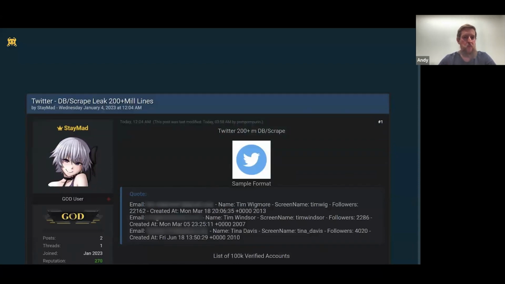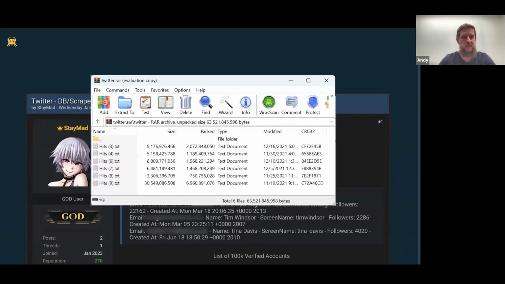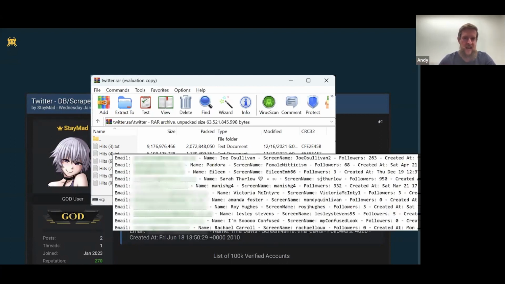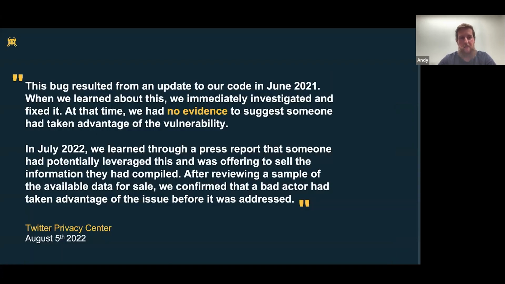And then we have one from the beginning of January 2023, another post mentioning 200 million users. They call it a database scrape. You can see the kind of information that was posted. This was just a sample provided by the post, and it was a RAR file that contained details like name, screen name, followers, and when the account was created. So it's pretty serious information that's being leaked.